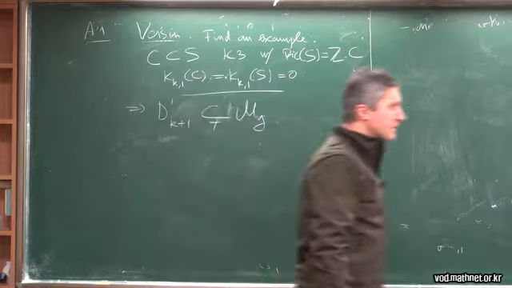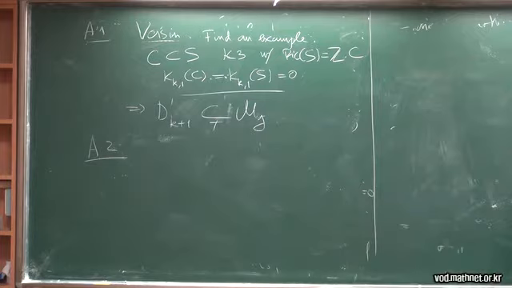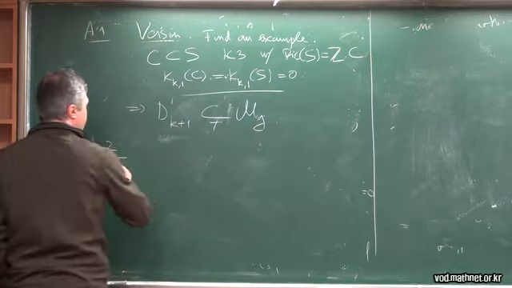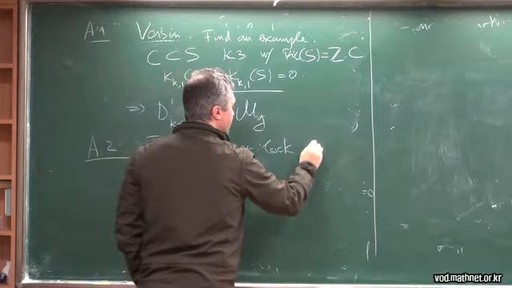Now the second question, why is it a divisor? Well, there is a way to produce divisors as degeneracy loci of morphisms between vector bundles. And in order to answer this question, we should take a closer look at this object, K_{k,1} of C. So what is K_{k,1} of C?